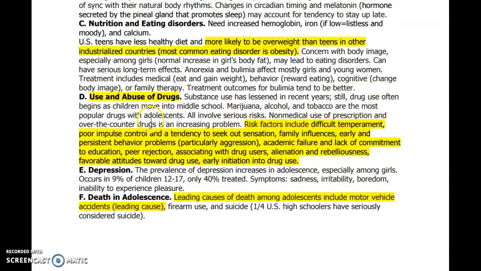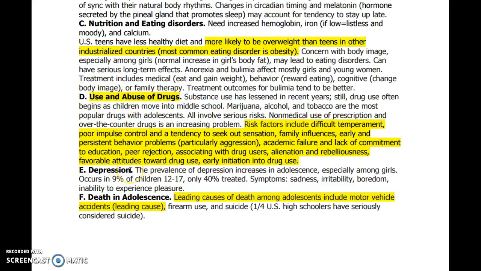All right, so use and abuse of drugs. This part looks at the different risk factors, and that includes having a difficult temperament, being alienated from friends, and having friends that think that drug use is okay. So read through the risk factors for drug use and abuse.